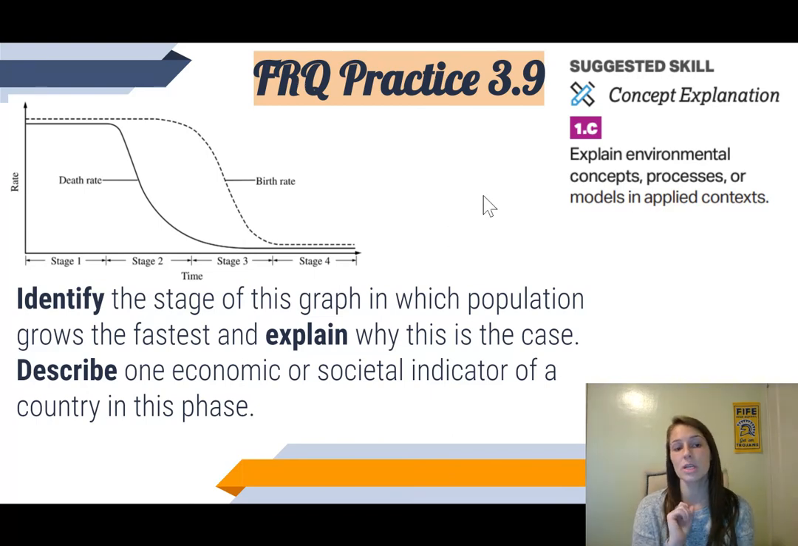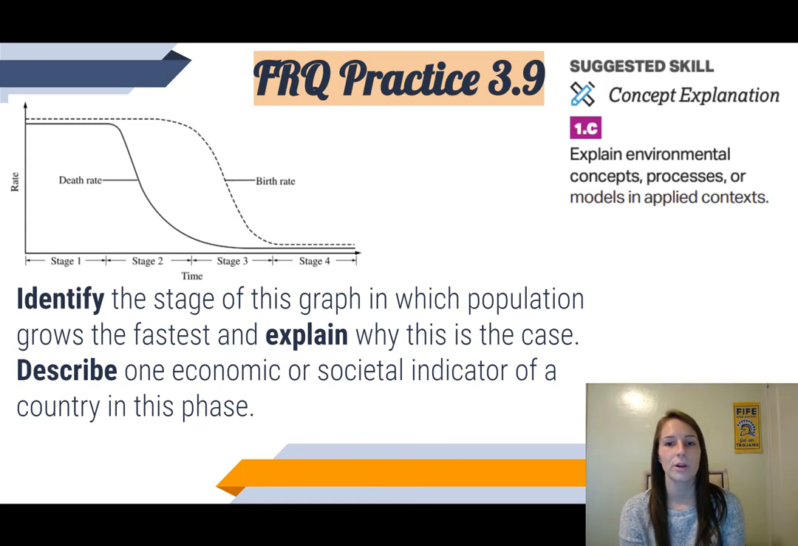Then I also want you to describe one economic or societal indicator of a country in this phase. So that's going to be your FRQ practice for 3.9, and those were your 3.9 notes on demographic transition.